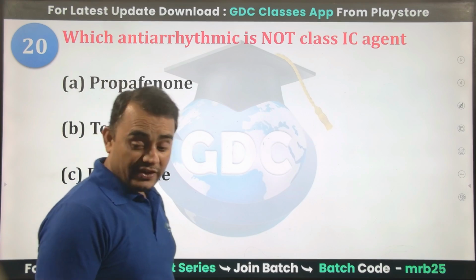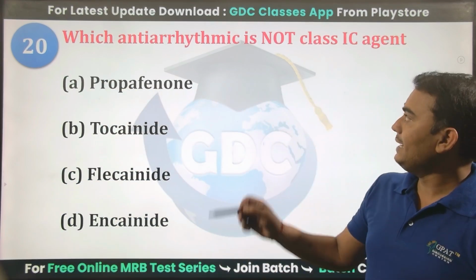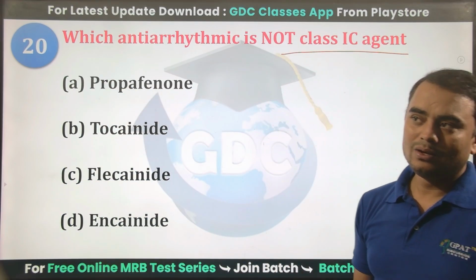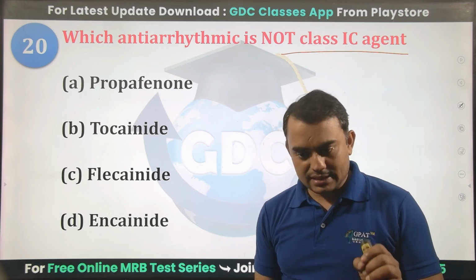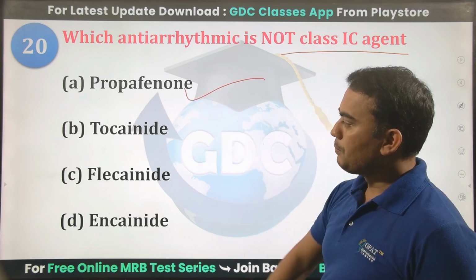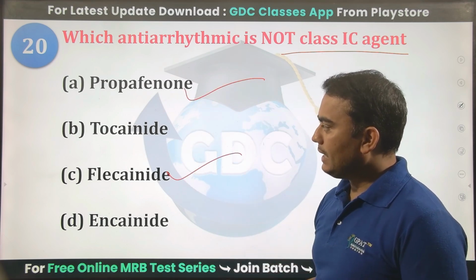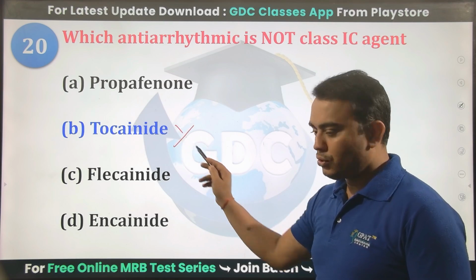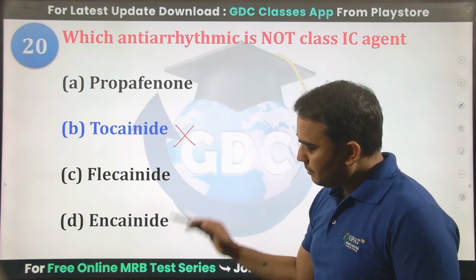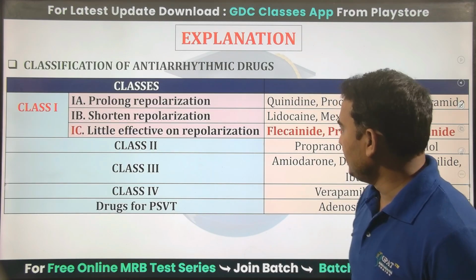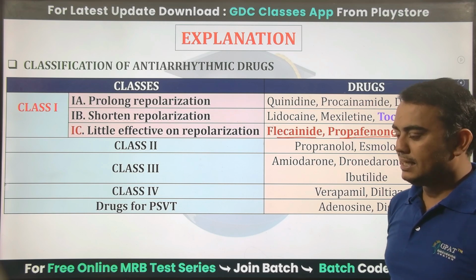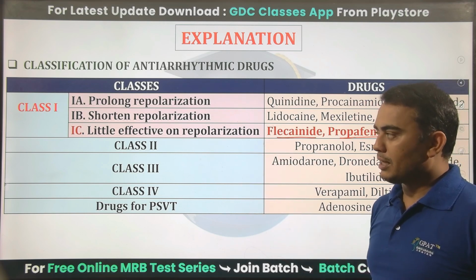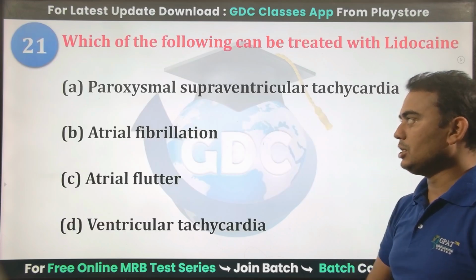Next question. Which antiarrhythmic is not class 1C? 1C: flecainide, moricizine, propafenone. Flecainide, encainide, propafenone will be there. Here we have moricizine under class 1C, with little effect or no effect on repolarization.